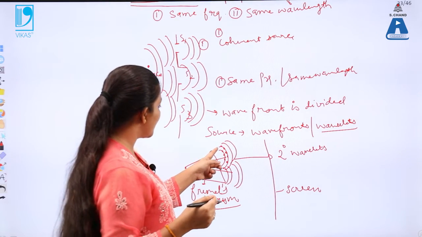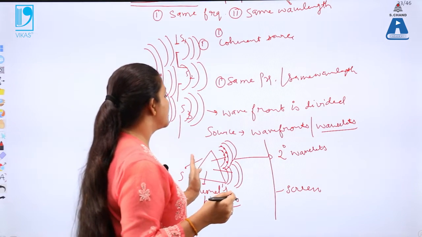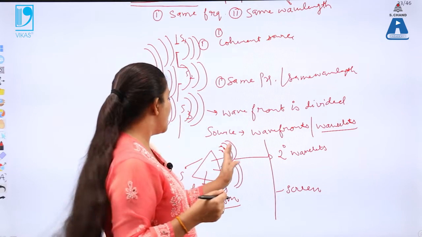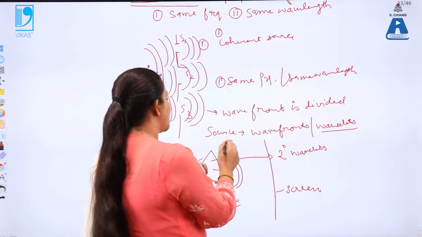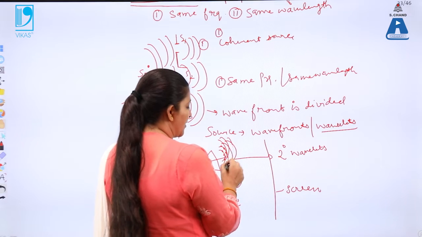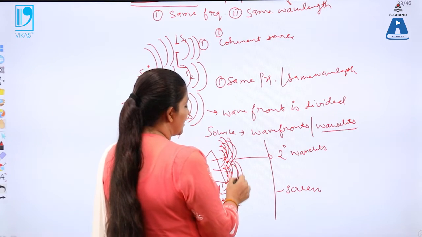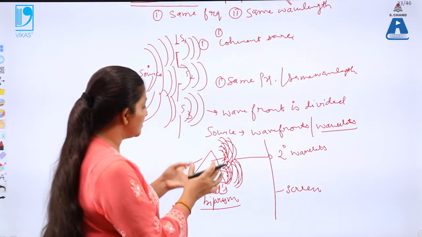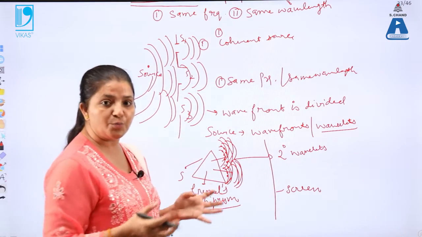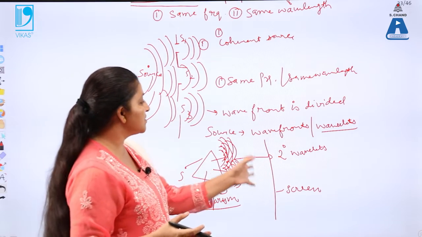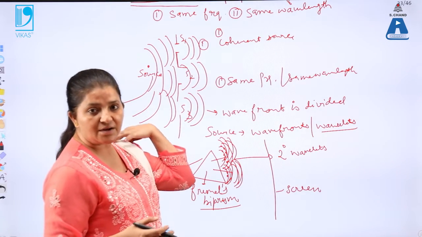That means this wavefront again becomes the source of secondary wavelets. Again those wavelets will produce another wavefront over here. Then each point will give us another wavelet. Then all these wavelets will superimpose on each other on the screen to give us the resultant.